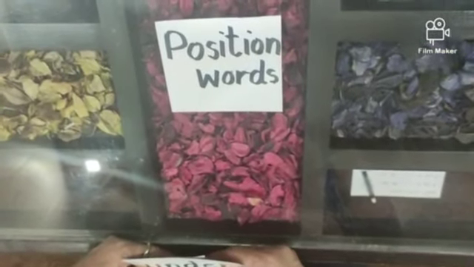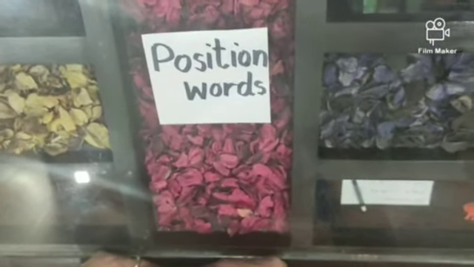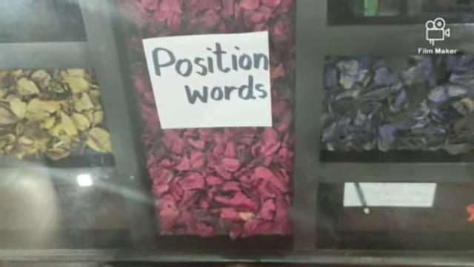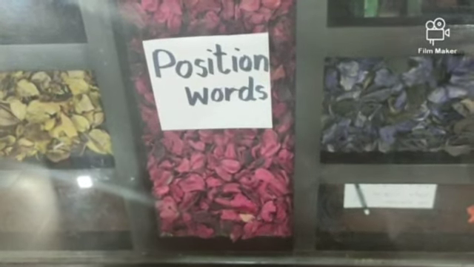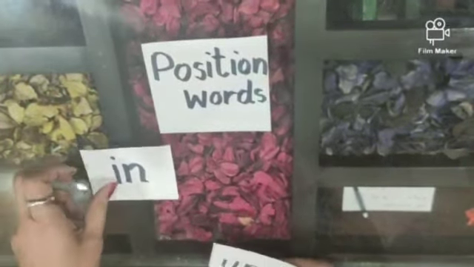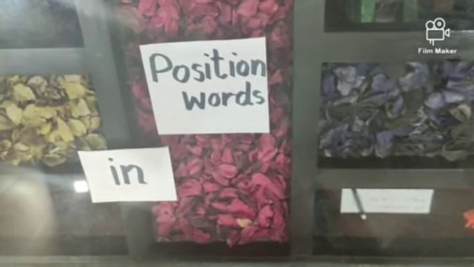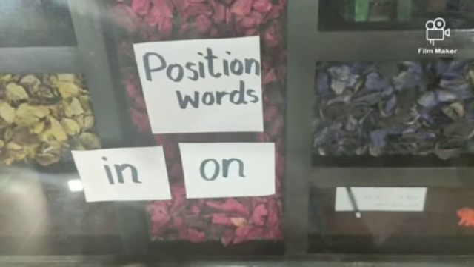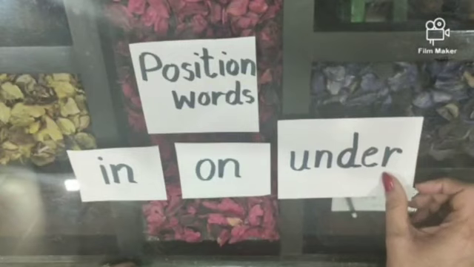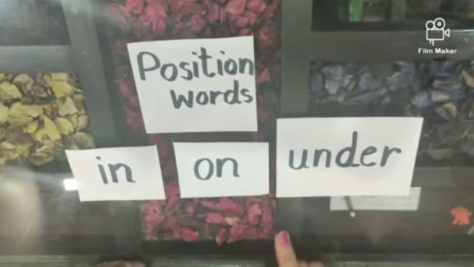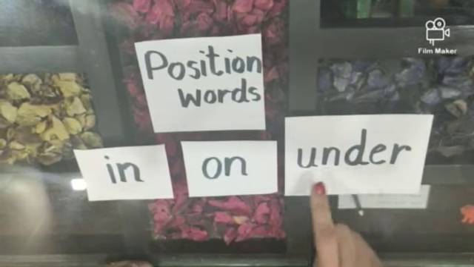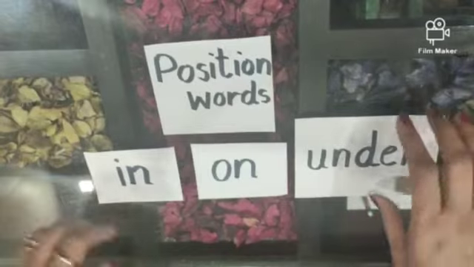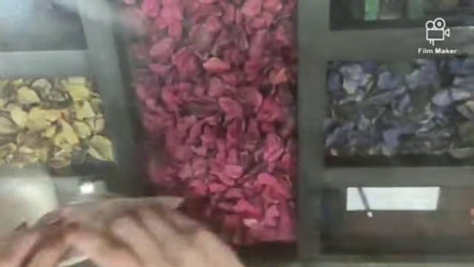Position words are used to describe the position of a particular object, where it is kept or placed. Today we are going to learn three such words. The first one is in. The second position word is on. And the third position word that we are going to learn today is under. So let us learn about these three position words. I will show you some examples.